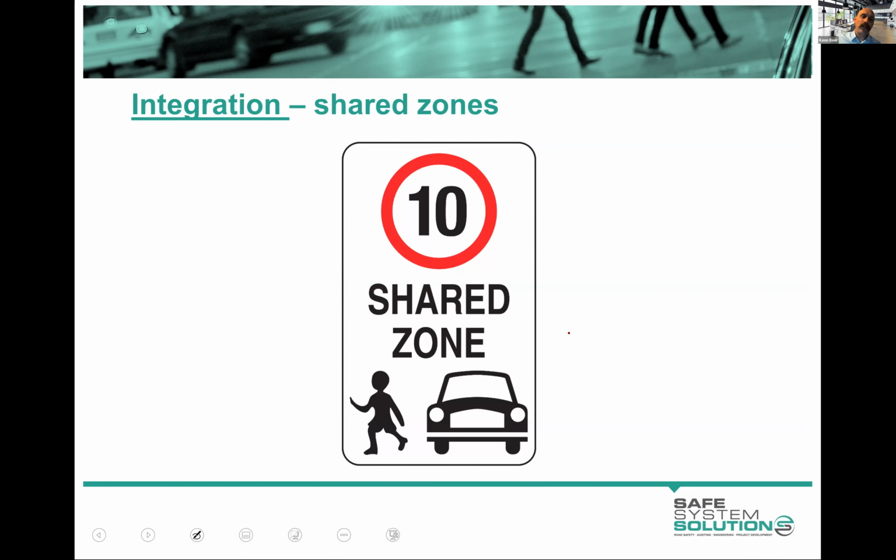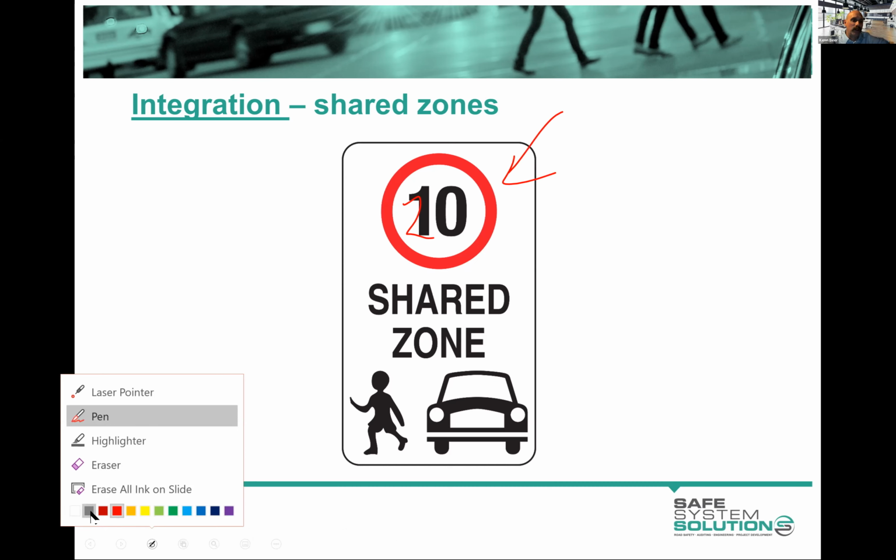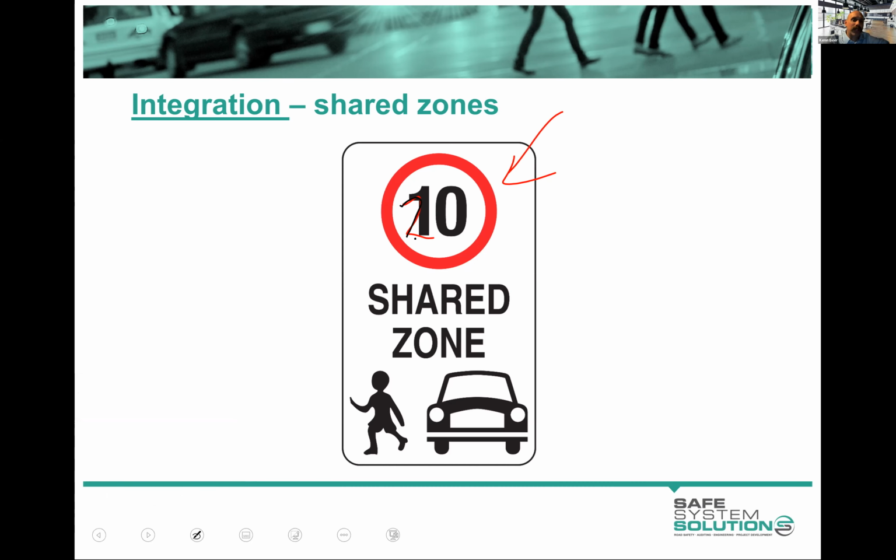But we've got this third category, which was integration. And this is where you mix vehicles and pedestrians. And we can do it through things like a shared zone. So that's a regulatory sign across Australia. A shared zone could be 10, it could be a 20. More often, actually, they're 20s, aren't they, in most jurisdictions. I popped a 10 up there because a couple of jurisdictions will do a 10. But most jurisdictions like a 20 km/h shared zone.